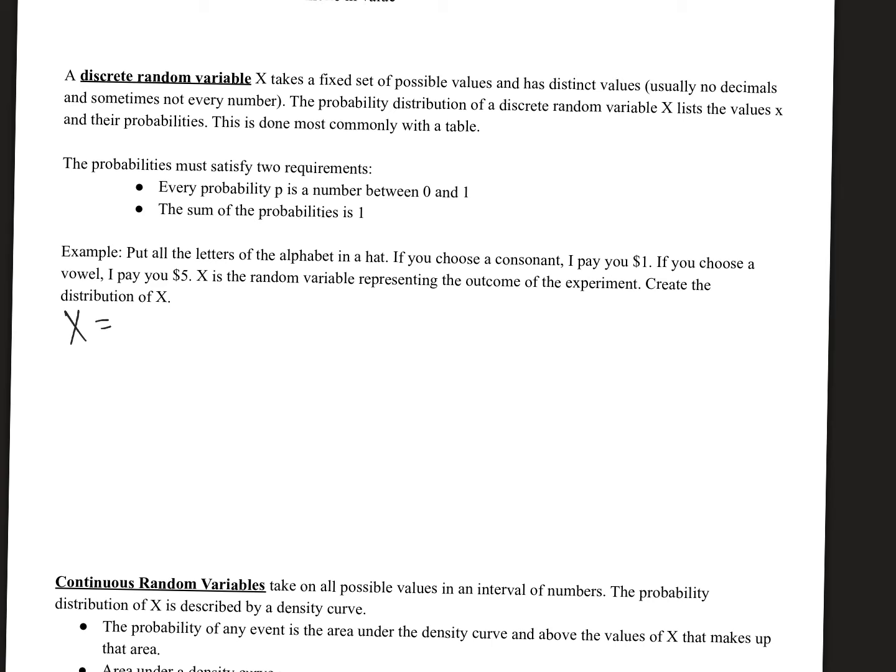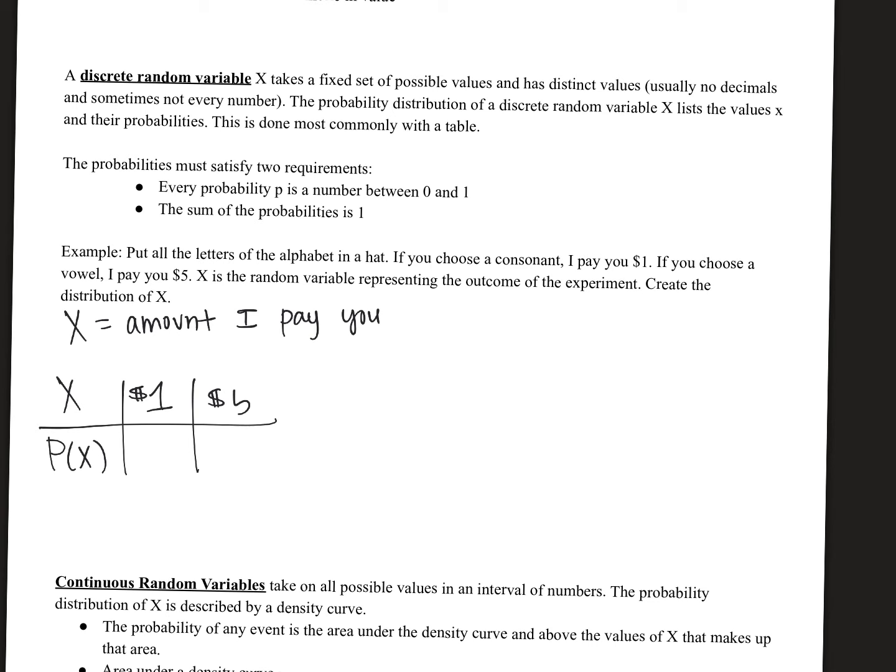So x in this case is going to be the amount I pay you, okay? So we start with our outcomes and then our probability. So I'm either paying you $1 or I'm paying you $5. So I pay you $1 if there's a consonant. So 21 out of the 26 letters of the alphabet are consonants.